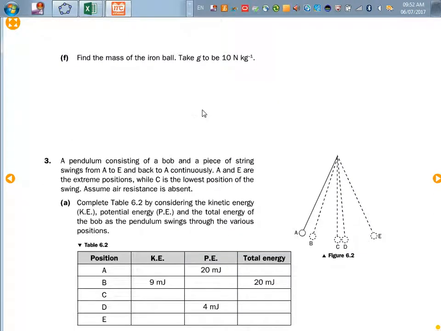So now, find the mass of the ball. Taking gravitational field strength as 10 newtons per kilogram. Which formula do you think is useful for us?